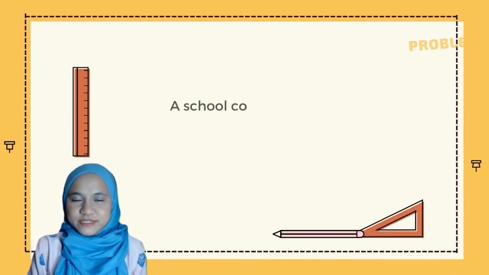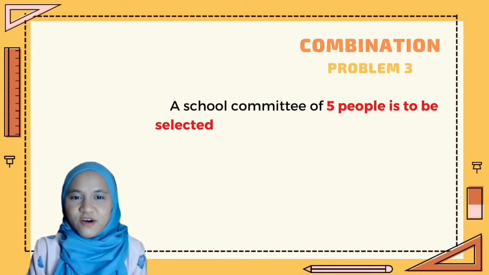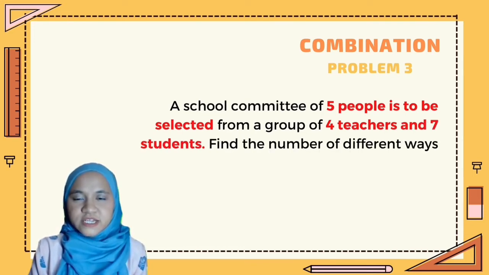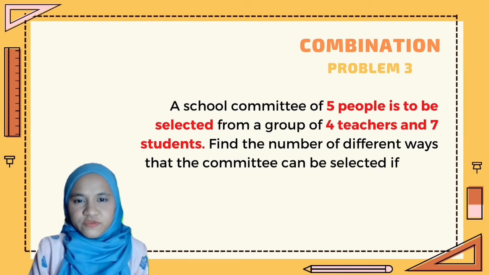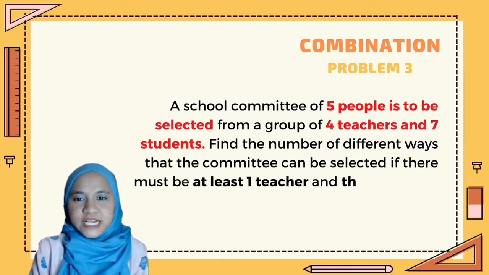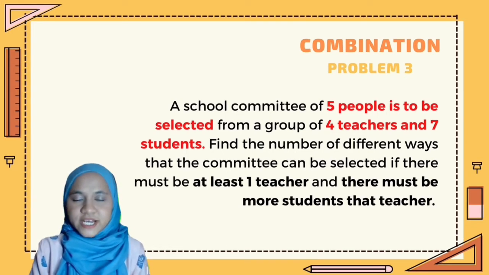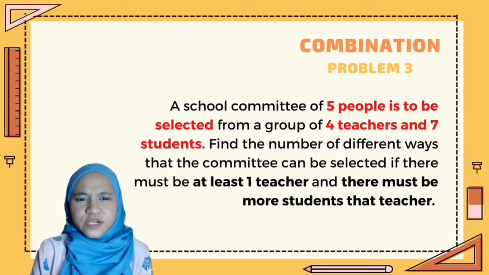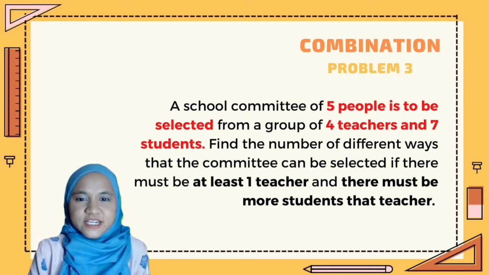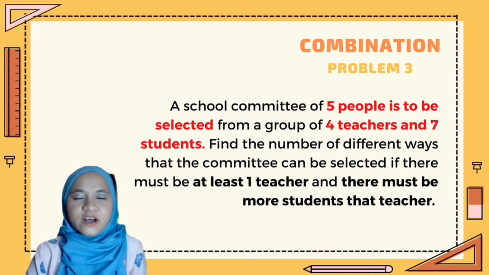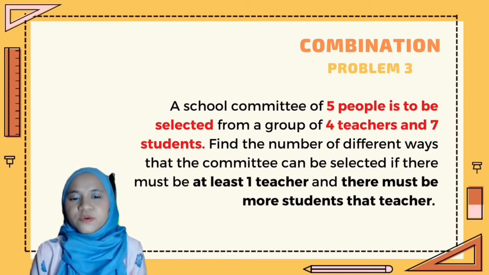Now is the last problem. The problem states a school committee of 5 people is to be selected from a group of 4 teachers and 7 students. Find the number of different ways the committee can be selected if there must be at least 1 teacher and there must be more students than teachers. When you see the words committee and selected, that means this is a combination problem. I advise you to underline all the information that you can see in the problem. So, from the problem, we need to select 5 people from 4 teachers and 7 students.